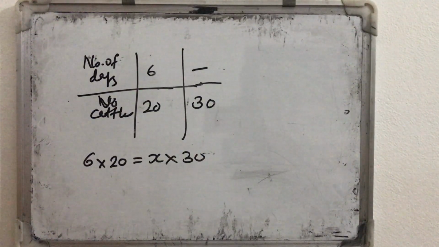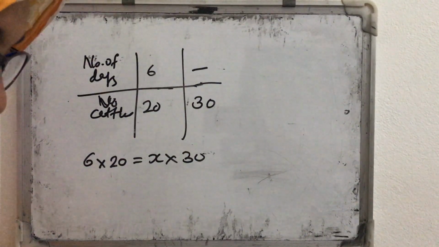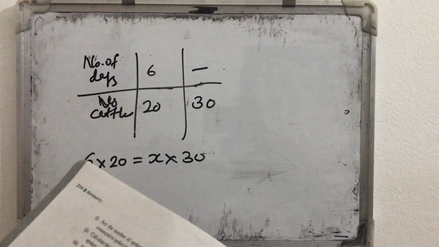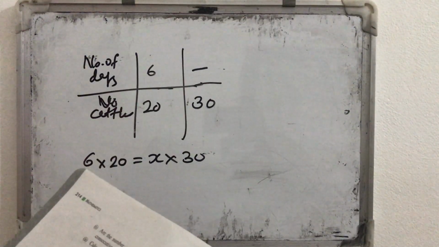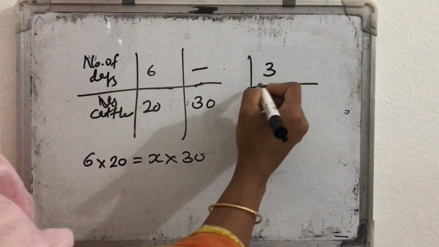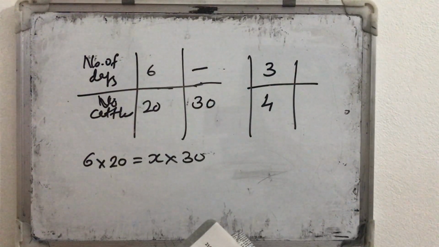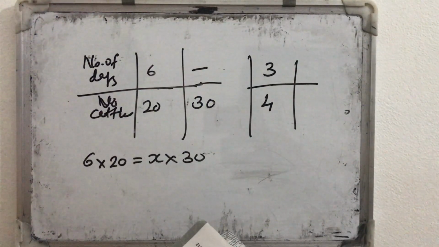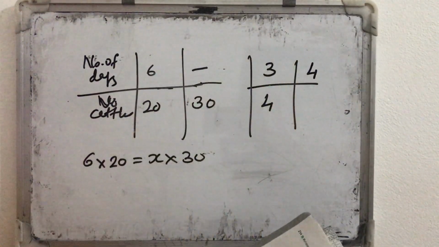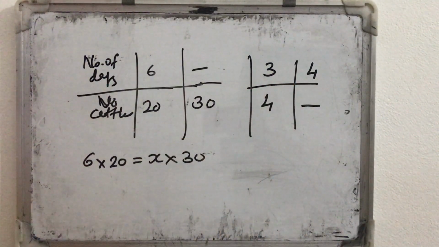Next question. A contractor estimates that 3 persons could rewire Jasmine's house in 4 days. This is the number of persons, and if it is 3 persons, how many days are needed? 4 days. If he uses 4 persons instead of 3, if the number of persons is 4, how long should they take to complete the job? So how many days do we need?